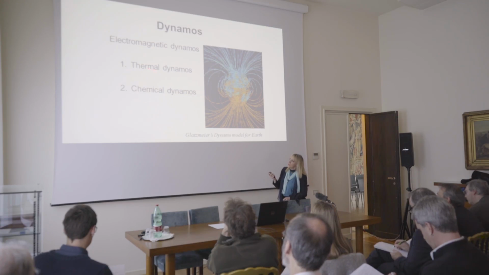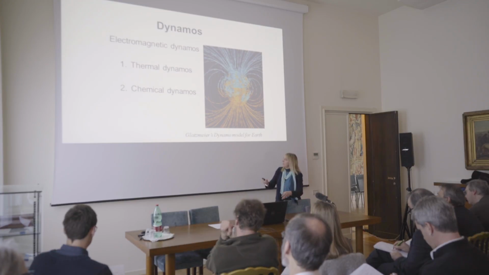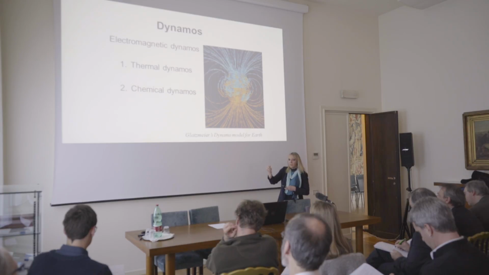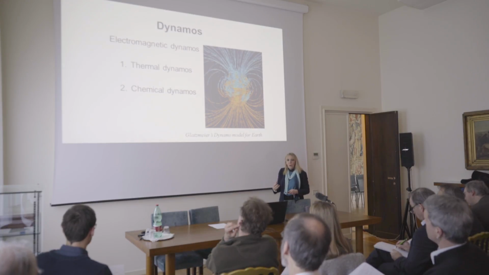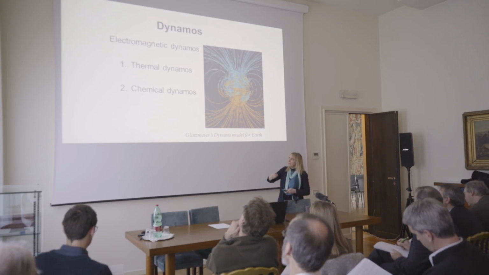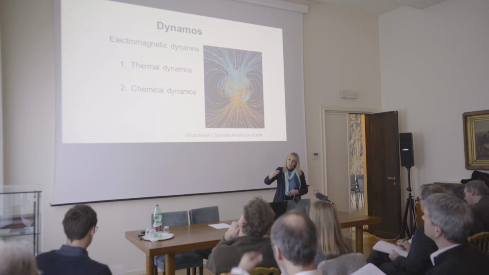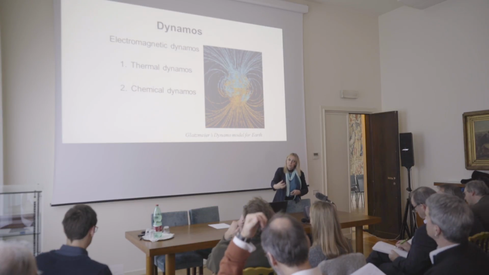You have two possibilities to get a dynamo. You have either a thermal dynamo, which is related to the gradient of temperature. This is like the boiling water. Or you have a chemical dynamo. This is due to the precipitation of iron forming the inner core. We have that inside the Earth. The reason why we have a magnetic field is related to the fact that we have iron precipitating, forming the inner core. And therefore, we have a dynamo.